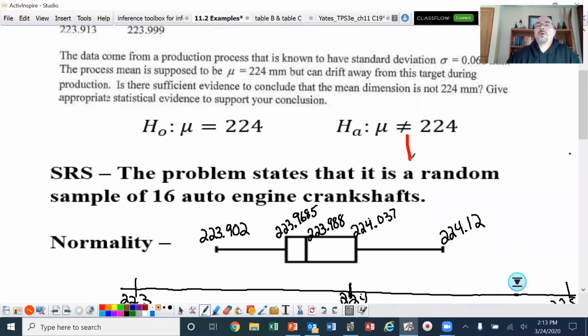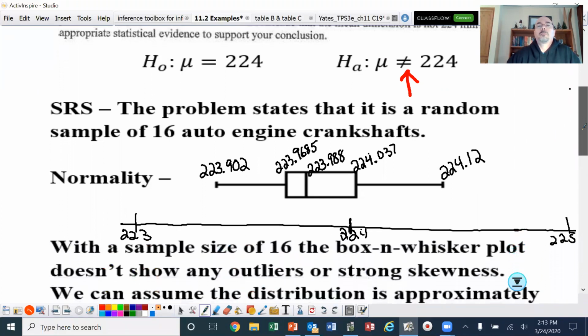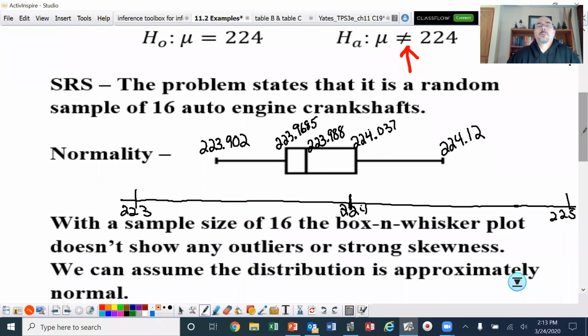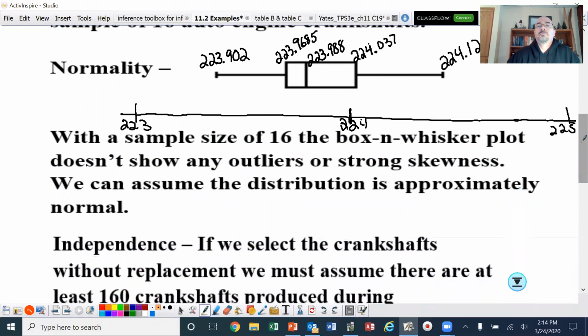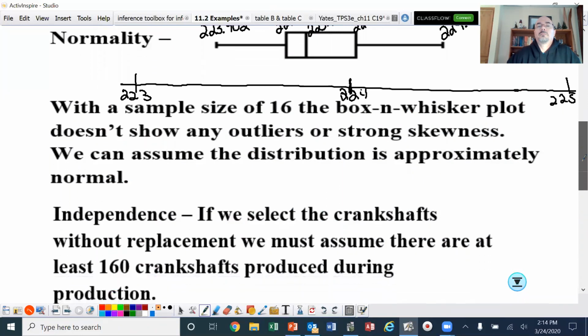Okay, I want to point this out that it's not equal to. And the reason it is not equal to is the way it is worded up there. It doesn't say that it should be greater than or less than. It just says it's going to be different. So we can't choose greater than or less than, so we pick not equal to. Sample size is small. We have to draw a picture. Okay, independence.